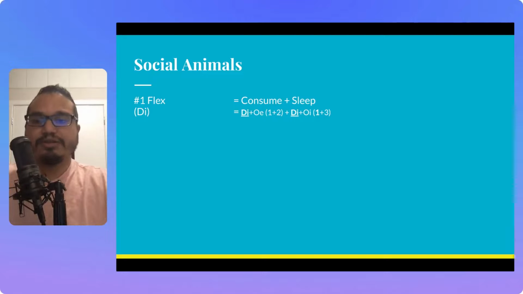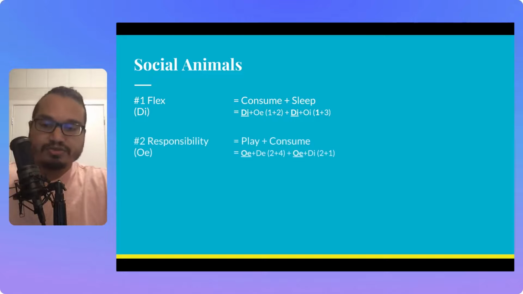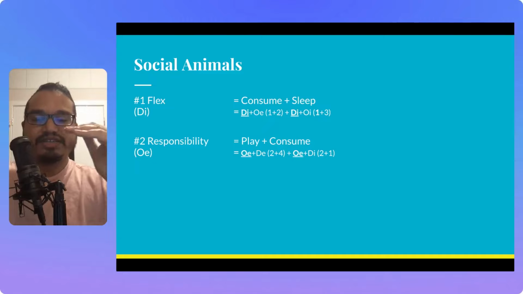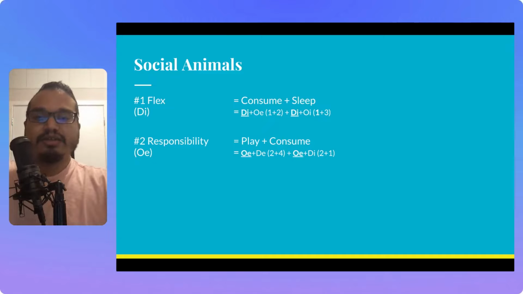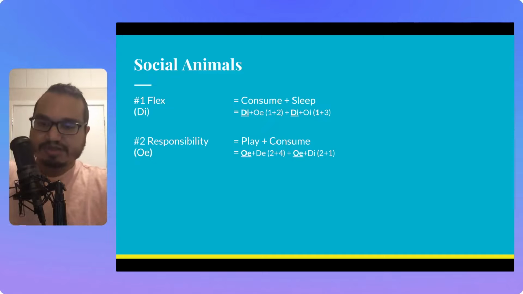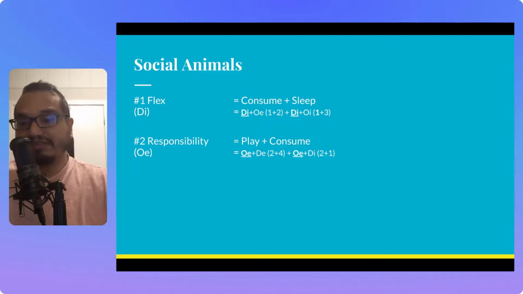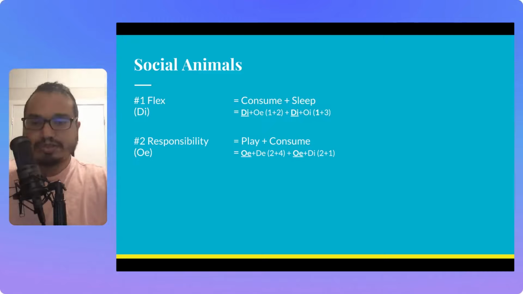This is more mopey. The number two, as you can see, is going to be play plus consume. So with the responsibility first and the friend second, that's going to be more play like. And you have the responsibility first with the flex third, that's going to be consume like. So you have the play consume basically skibs as the number twos.